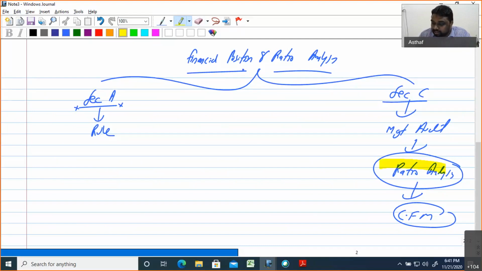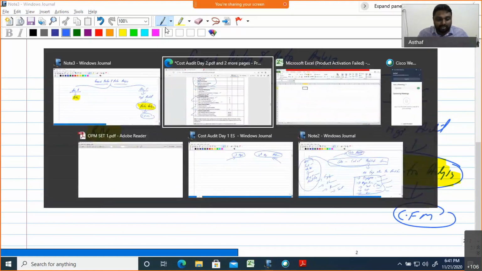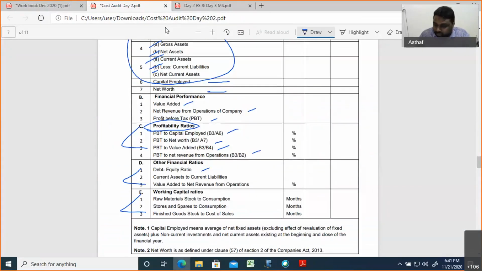A purely ratio analysis question may come, and you can easily score in that. Or they may ask a rule-related question. Basically they will ask like this: what is the percentage of PBT to capital employed, PBT to net worth, PBT to value added? Like that we discussed in our morning session also. These are the questions they will test in your exam. So the two things we are discussing are what is meant by capital employed and what is meant by net worth. Shall we start? Hope you are ready.